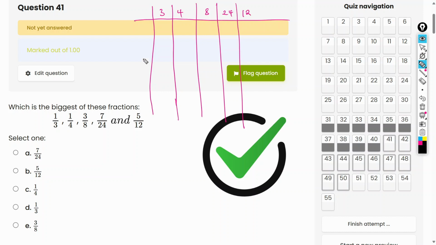We can start with 2. 2 into 3 cannot go, so we'll bring down 3. 2 into 4 is 2. 2 into 8 is 4. 2 into 24 is 12. 2 into 12 is 6.